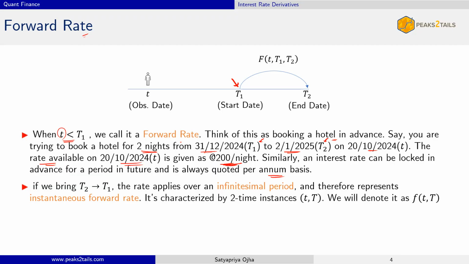So, did you understand the forward rate and the context that I'm giving? Any questions so far?